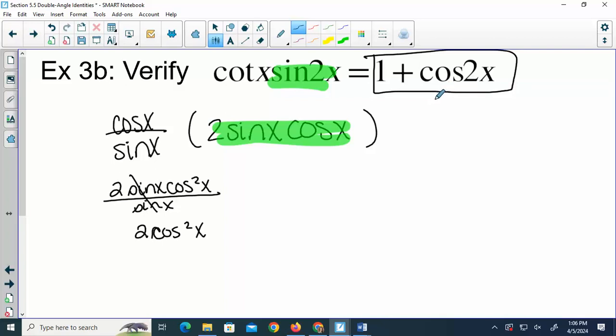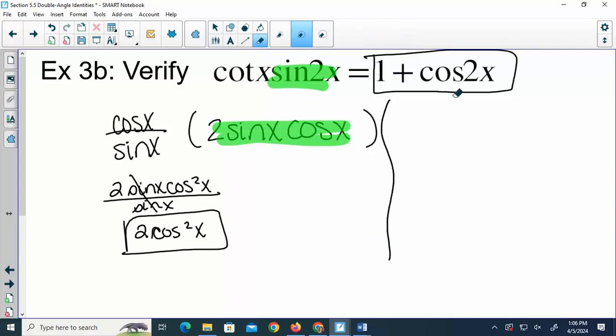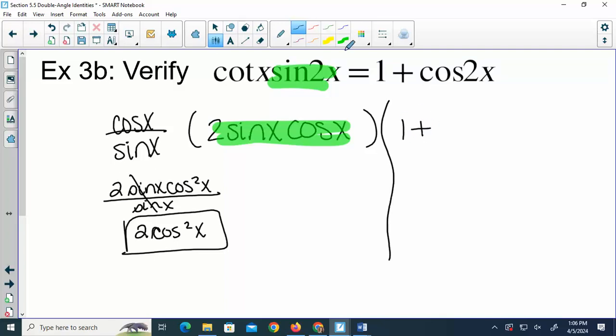No. What do we do if we get stuck? We box it in and go to the other side. Let's look at our identities. Cosine 2x, we have 3 possible formulas. If you look at where we're going, I want a cosine squared in it. So which identity would you use? 2 cosine squared x minus 1.